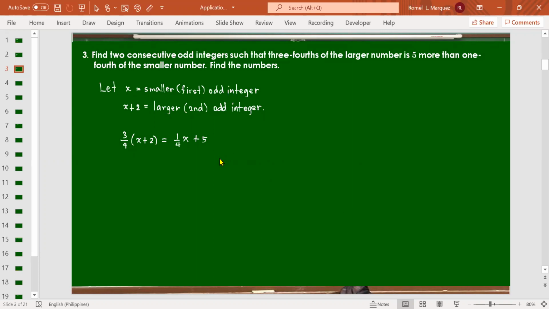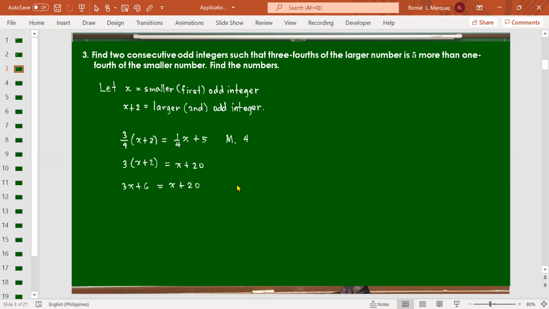Get it, guys? So this is our working equation. To simplify this, we multiply each side of the equation by 4, getting 3x plus 2 on the left. The right side, we have x plus 20. Distribute: 3x plus 6 is equal to x plus 20. Collect those with variables on the left side.